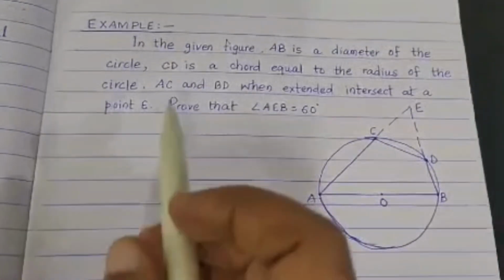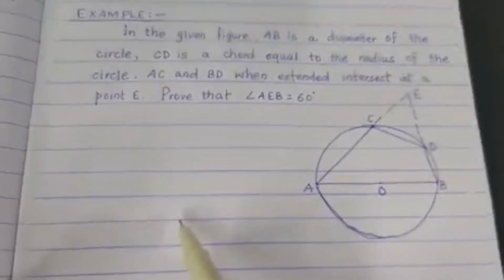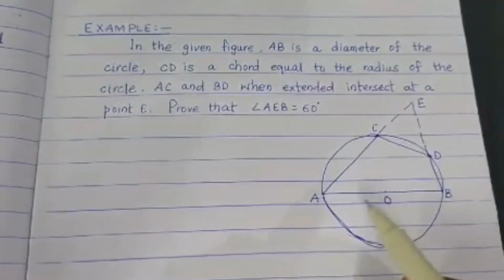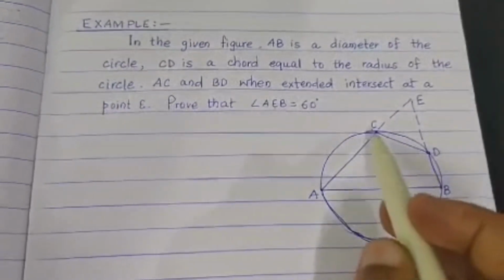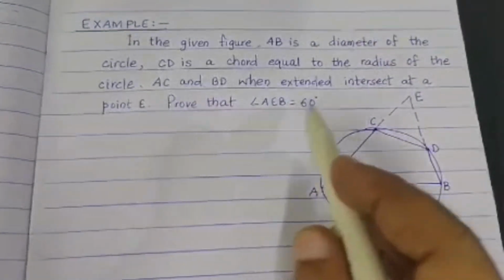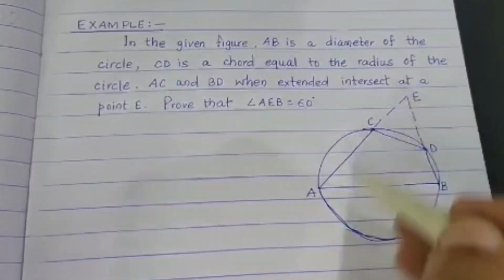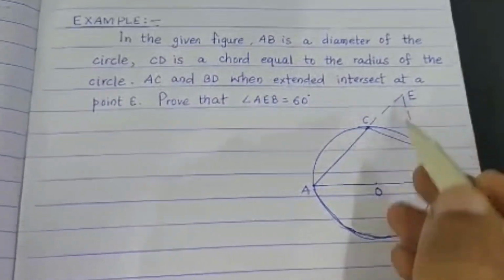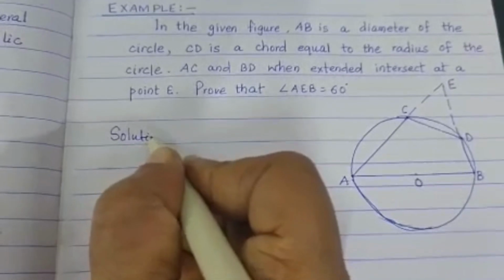This is a very good example in the sense that we will have to use so many properties in this question. Alright, so the question goes like this: in the given figure, AB is a diameter of the circle. CD is a chord equal to the radius of the circle. AC when extended and BD intersect at a point E. So we have to prove that angle AEB is equal to 60 degrees. So let's solve it. It's a very good example.